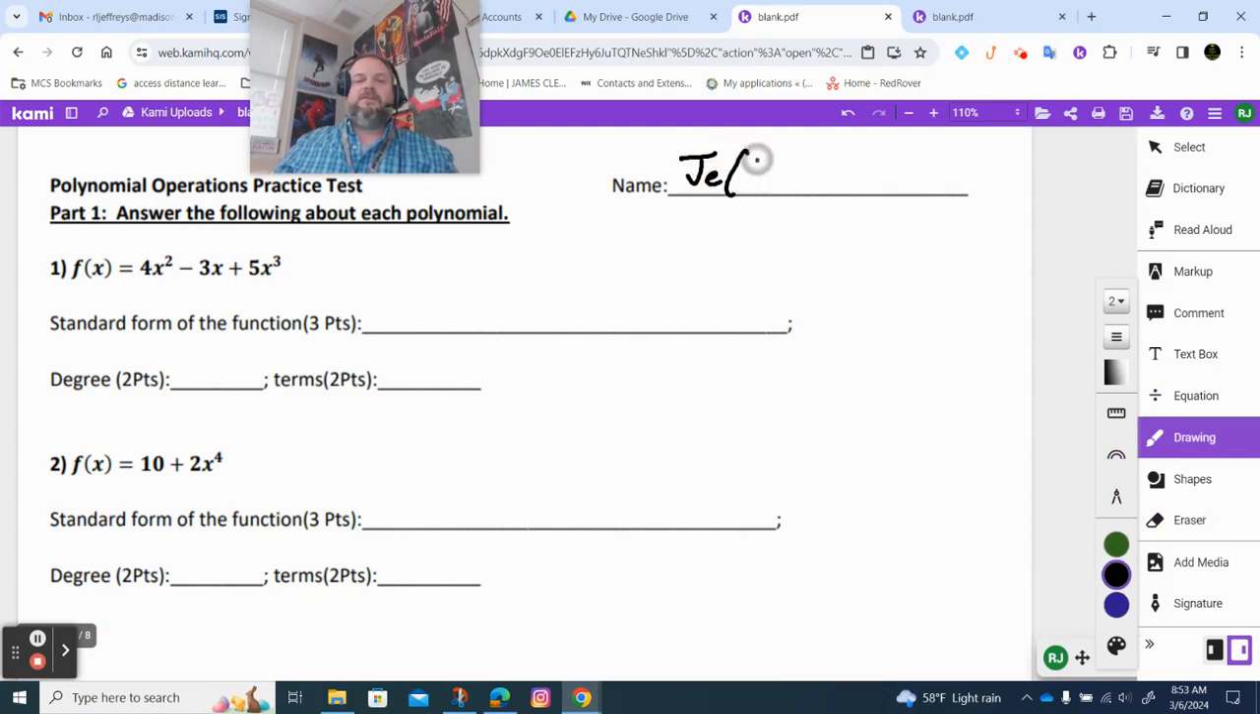If you're one of the very few and lucky students in my class, we have a very short, little bitty test coming up right before spring break over polynomial operations.